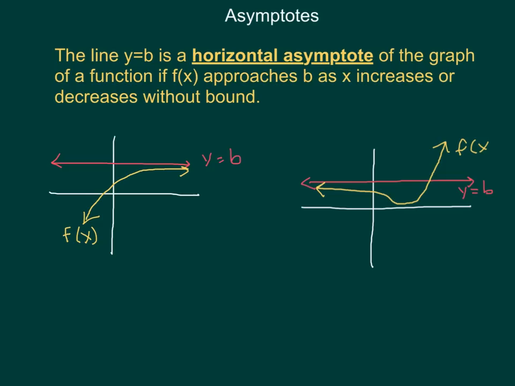Our next asymptote is a horizontal asymptote. We say the line y equals b is a horizontal asymptote of the graph of a function f if f of x approaches b as x increases or decreases without bound. You see a couple of examples where we would have a horizontal asymptote at y equals b. In this first one, we have a function f of x, and as x goes far away from 0 to the right, my function is getting closer and closer to y equals b. So y equals b would be a horizontal asymptote.